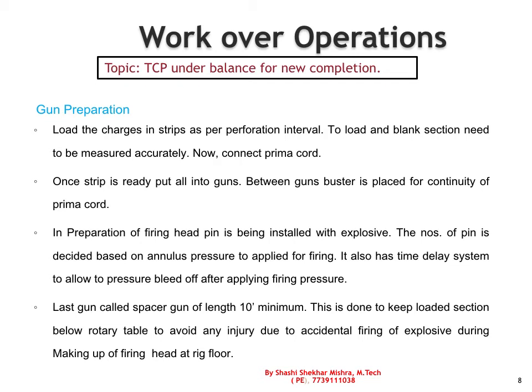The last gun is called the safety gun, which is of minimum 10 feet length, and it is kept above the loaded gun, because when we are making up the firing head at the rotary table or rig floor, if accidentally something goes wrong and the gun gets fired, no one should get injured on the rig floor because of the accidental firing.